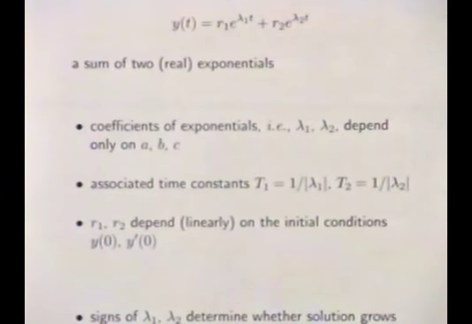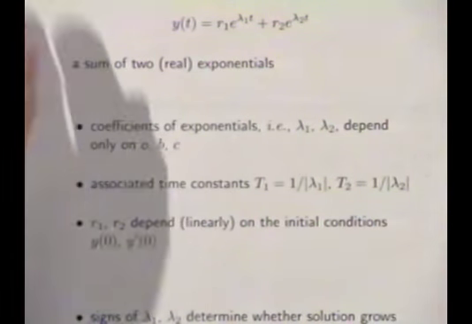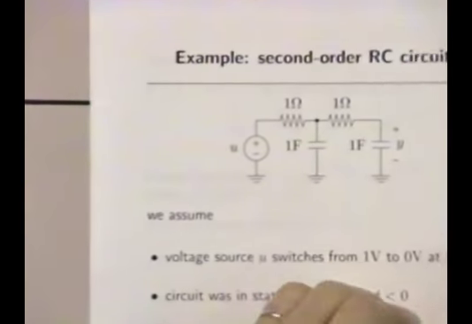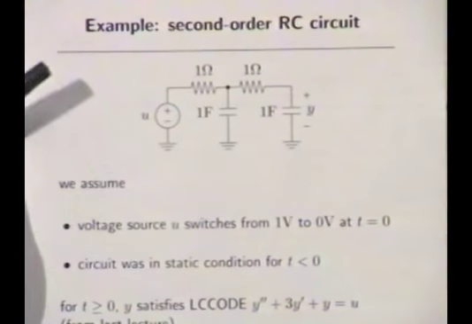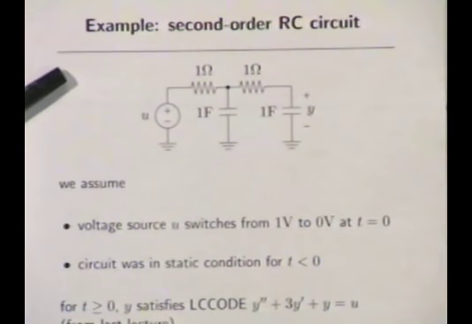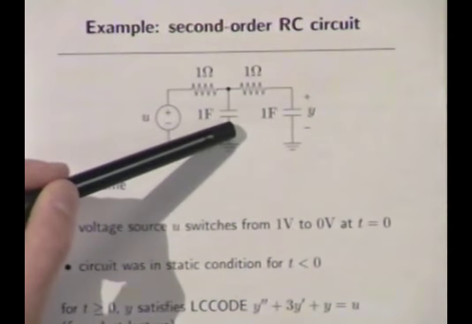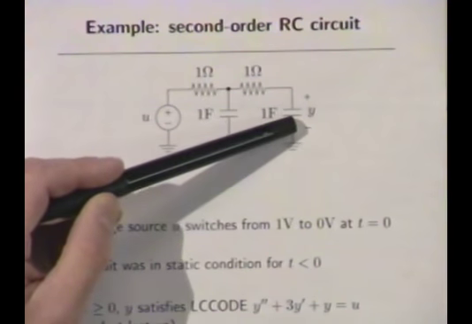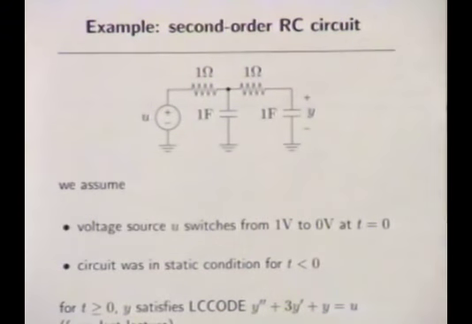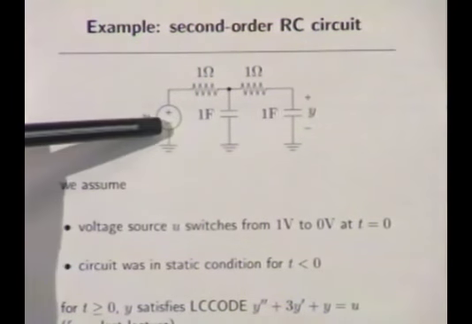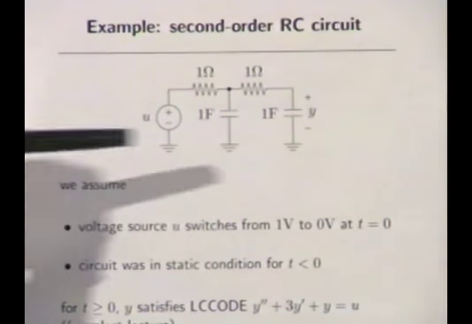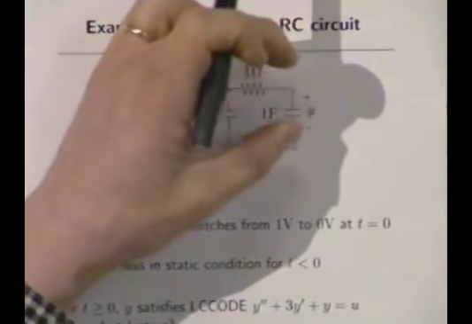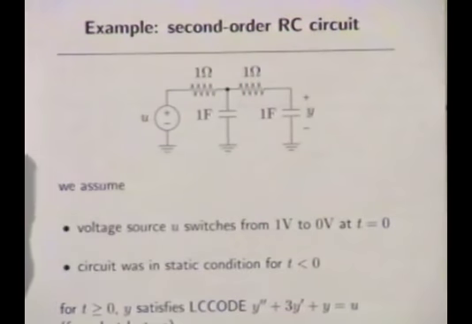Okay, so let's look at an example. So here's something that is not from 101. It's a second order RC circuit. So here it is. Resistor feeds a capacitor. Another resistor feeds another capacitor. And first, let's get the intuition about what happens here. Oh, our voltage source here is going to switch from 0 to 1 volt at t equals 0. The circuit was in static condition, meaning this voltage and this voltage were 0 beforehand.